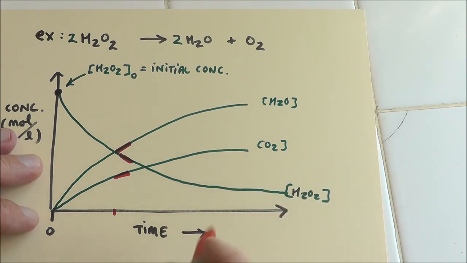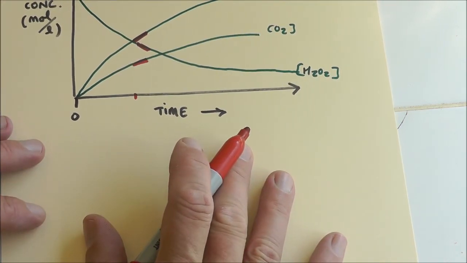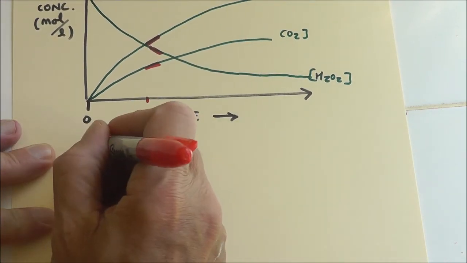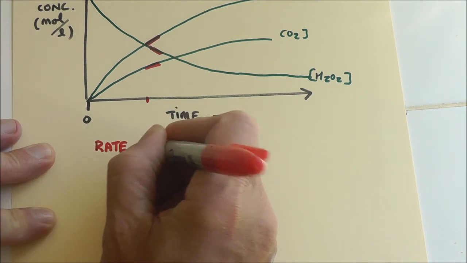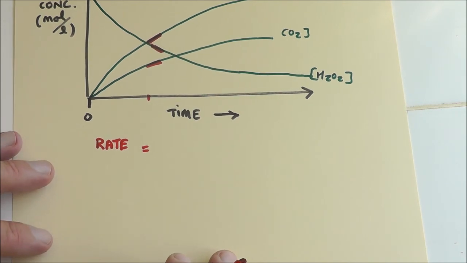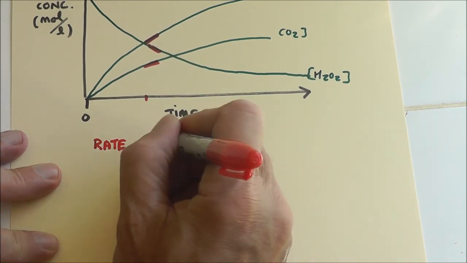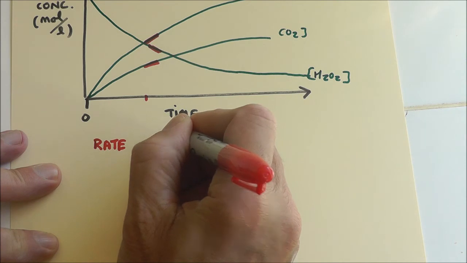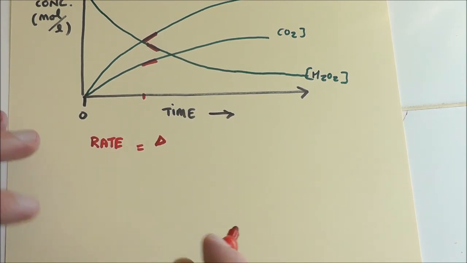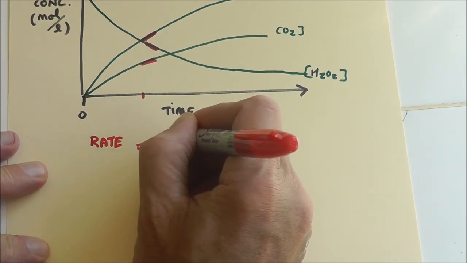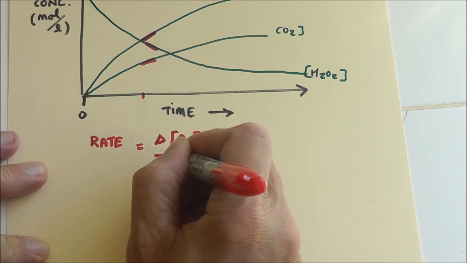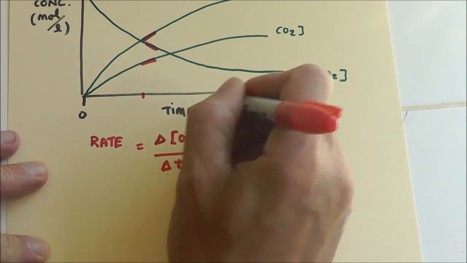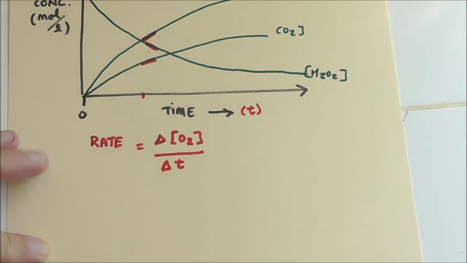But what we could do is we could say the rate of this reaction is change in concentration over change in time. And it's easier to talk about the thing that has a coefficient of 1. It would be the change, that's a delta, so change in the concentration of O2 over change in t. We'll call time t. All right, that would be one way to express that.